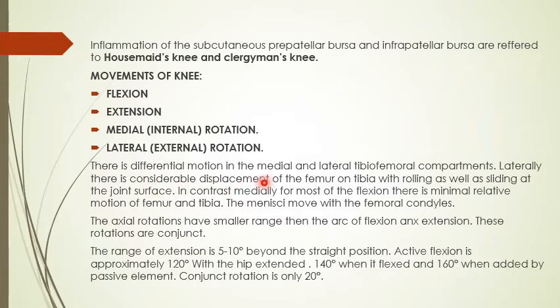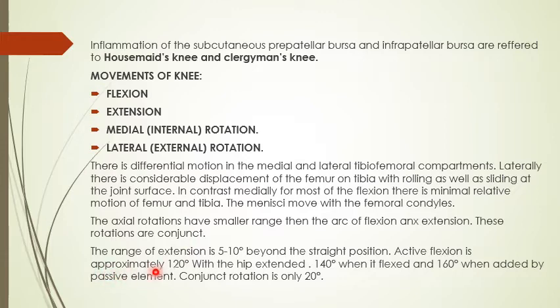In contrast, medially for most of the flexion, there is minimum relative motion of the femur and tibia. Menisci move with the femoral condyles. Axial rotation has a smaller range than the arc of flexion and extension. These rotations are conjunct. Any movement associated with the principal movement is a conjunct rotation.